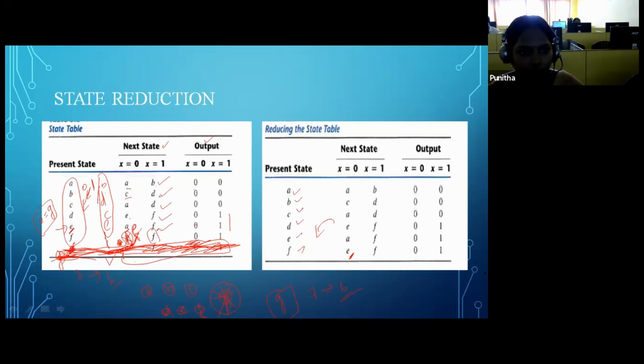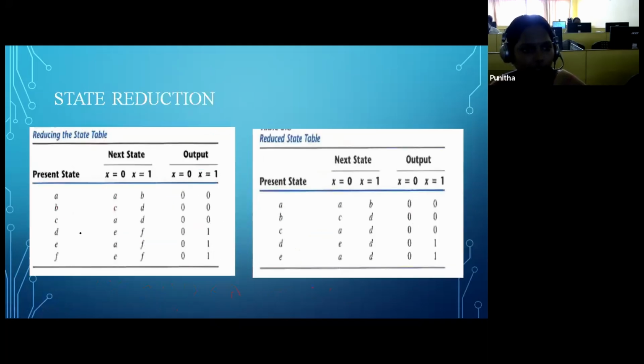Next, we will look at the sixth state. Here I have 6 states, and I'm going to reduce this to 5. Before, I had 7 states, then I reduced to 6 states. Now I have 6 states, and I'm going to reduce to 5 states. The same process is to be followed here.